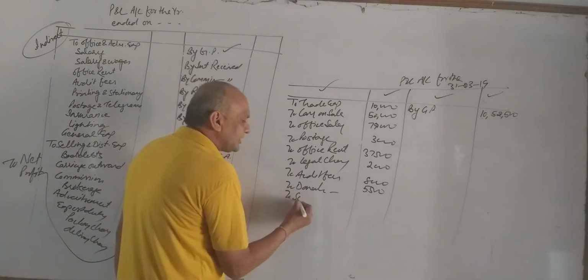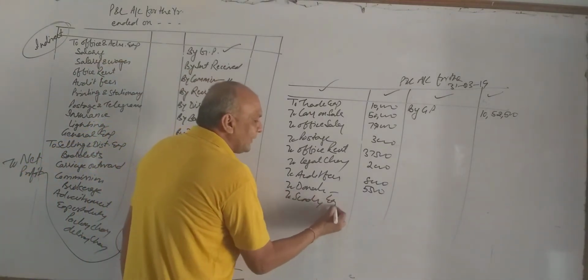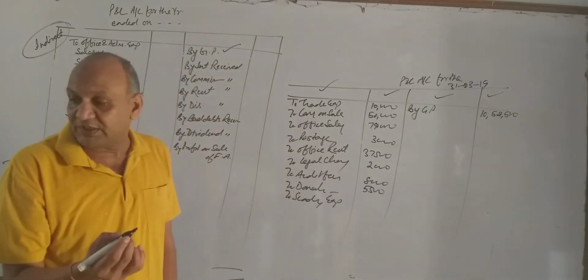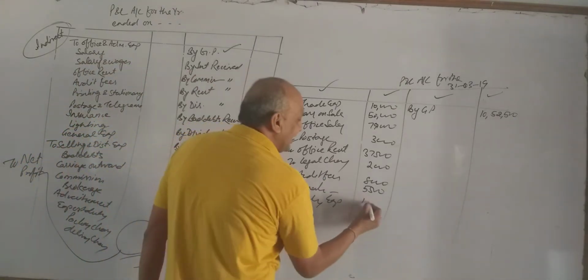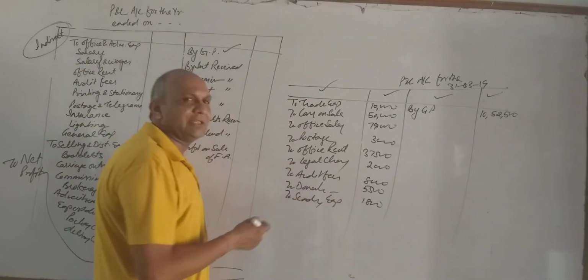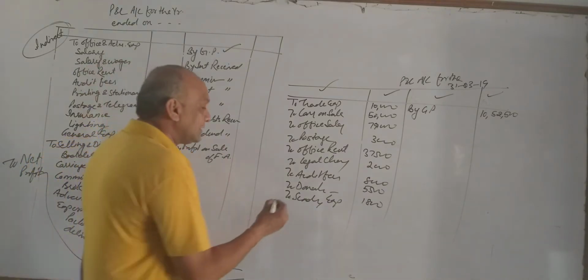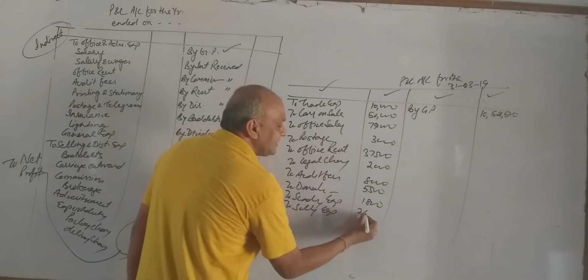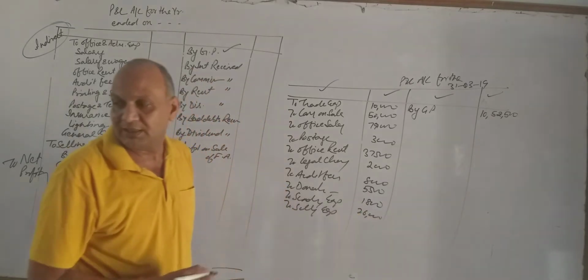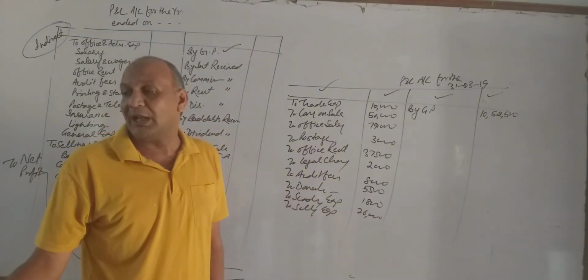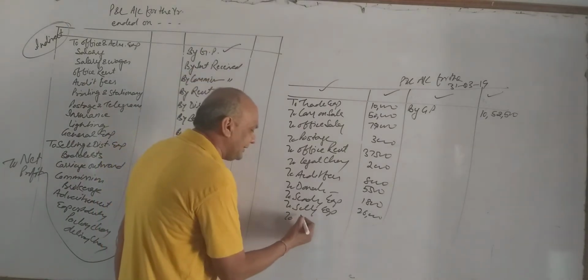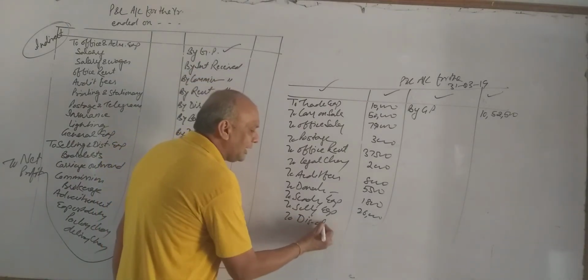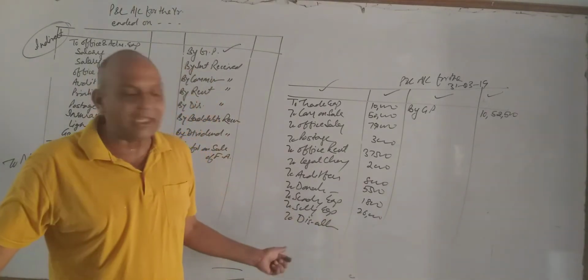Then we have been given sundry expense. What is the meaning of sundry expense here? There are various small expenses which cannot be shown under a separate heading, so we have collected them together as sundry expenses. Then we have been given selling expense, so to selling expense 26,000 rupees. Now discount allowed. Again it is our indirect expense. Discount allowed, debit side.